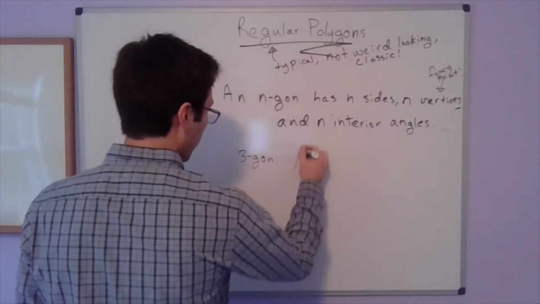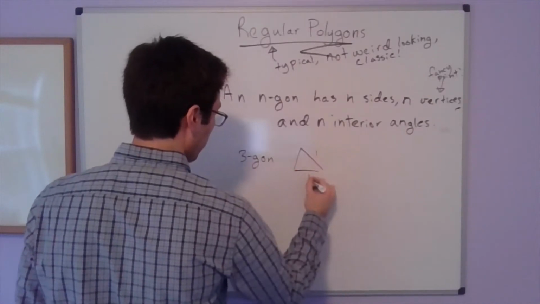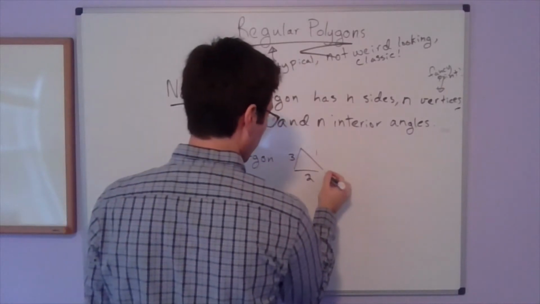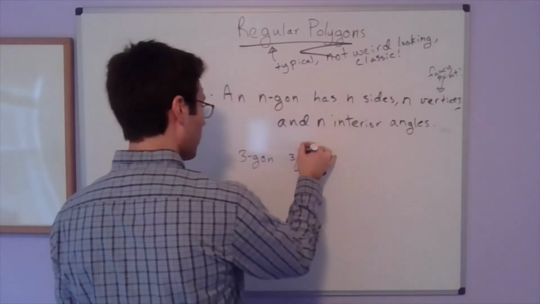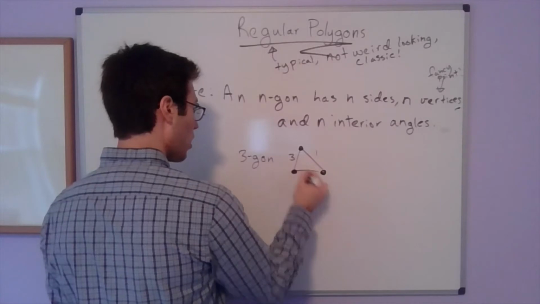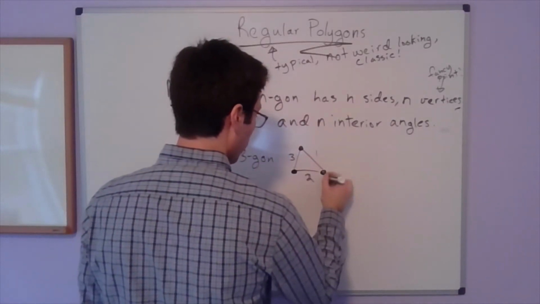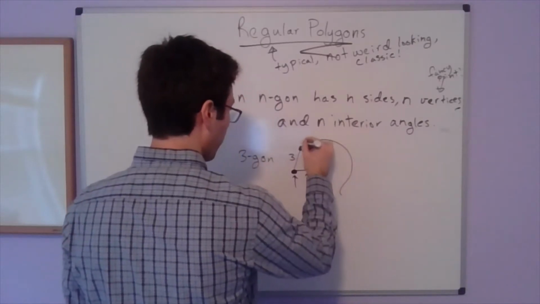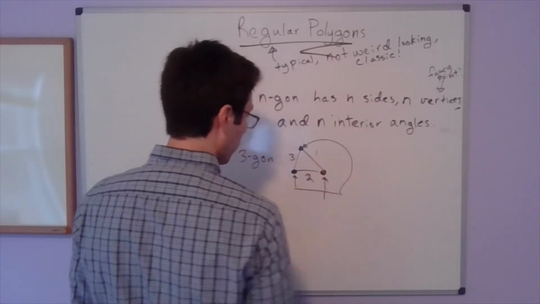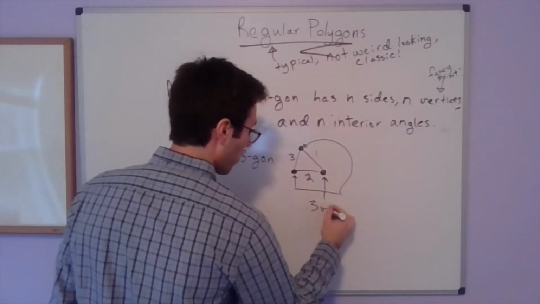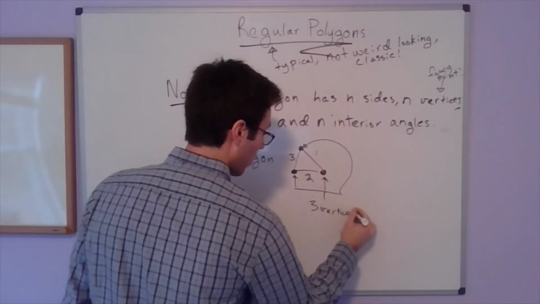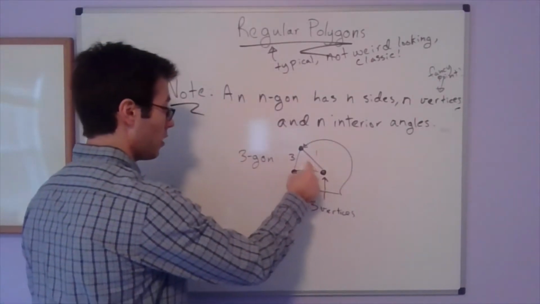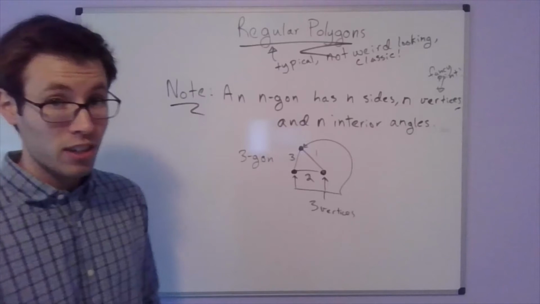Here's an example of a three-gon. It is a three-sided shape: 1, 2, 3. It's got 3 sides. Notice how many vertices are here. A vertex is a point, where it's jagged looking. So we see right here there are 3 vertices. And then, of course, the number of vertices is equal to the number of interior angles as well.